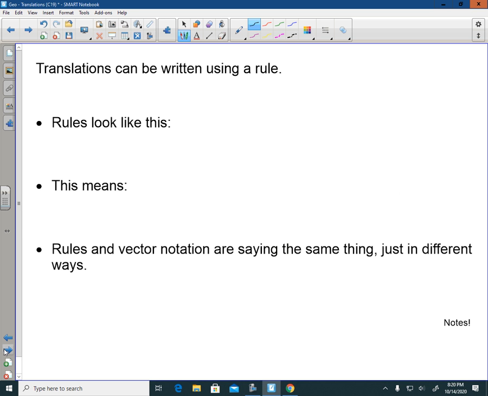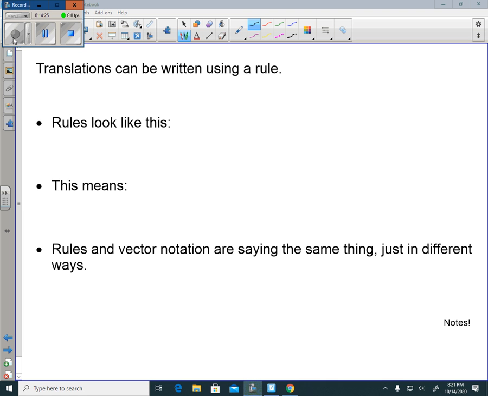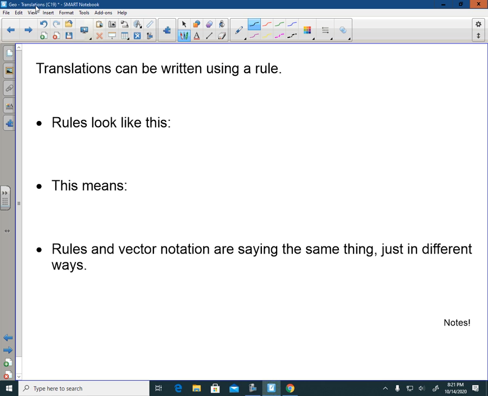All right. So, getting into translations, they can be written using a rule. All right, so translations can also be written using what's called a rule. And if I could find my pen, I'd start writing a rule. So rules look like this.